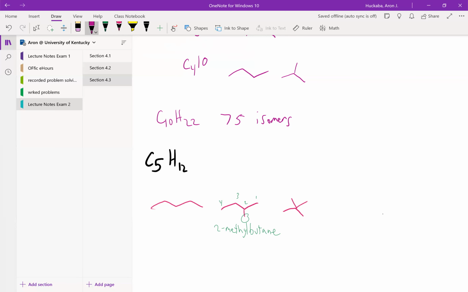All right, another isomer could be this one, and this has a 1, 2, 3 long parent chain, and it has 2 methyl substituents. So this would be 2,2-dimethylpropane. The prop comes from the parent chain length of 3, and the 2,2-dimethyl is from the 2 substituents. And these are the constitutional isomers for C5H12, and obviously the more carbons, the more constitutional isomers are possible.